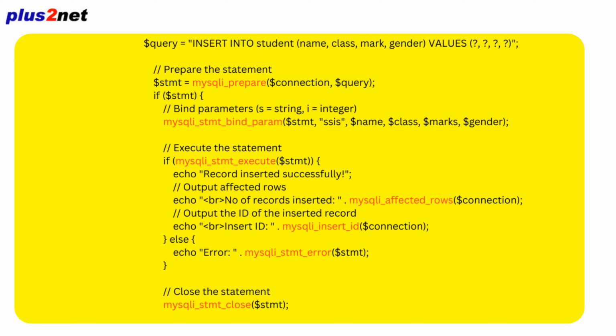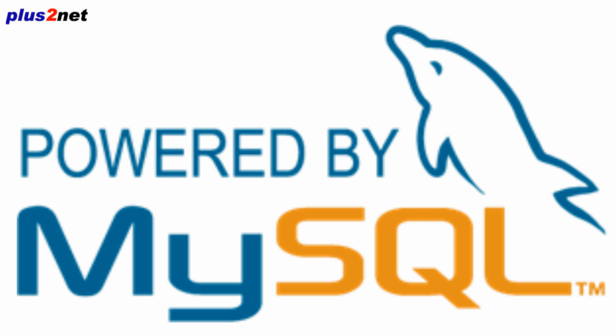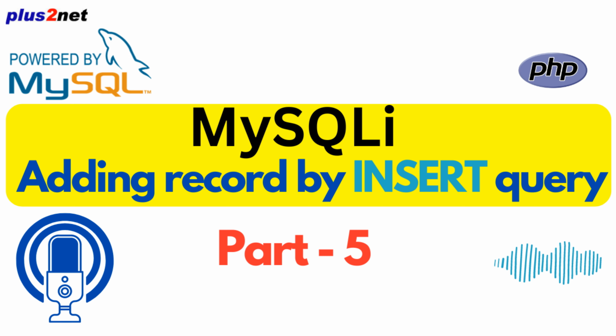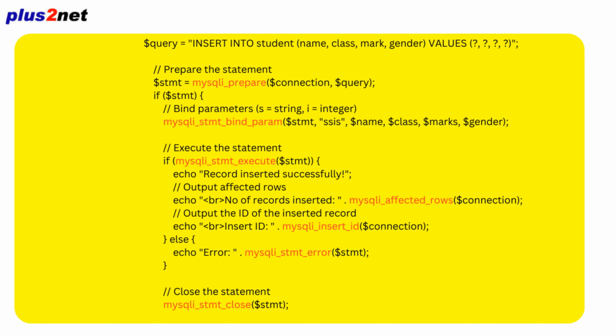Yeah, it's like having different route options on your GPS, right? Different ways to get to the same place. So, for those who might be new to the procedural style, what are the main differences to keep in mind?